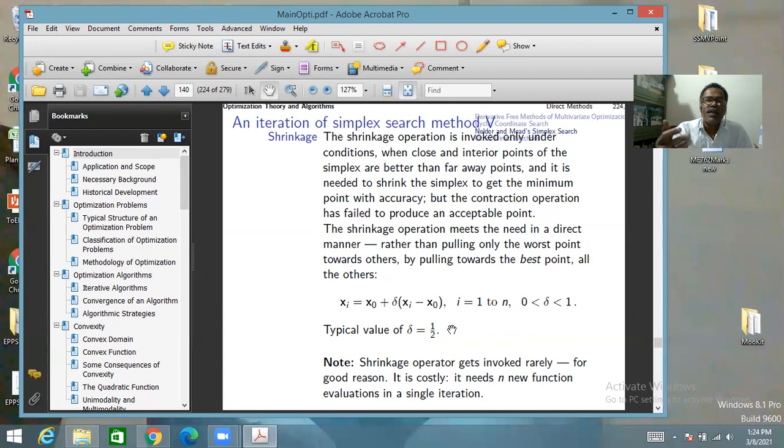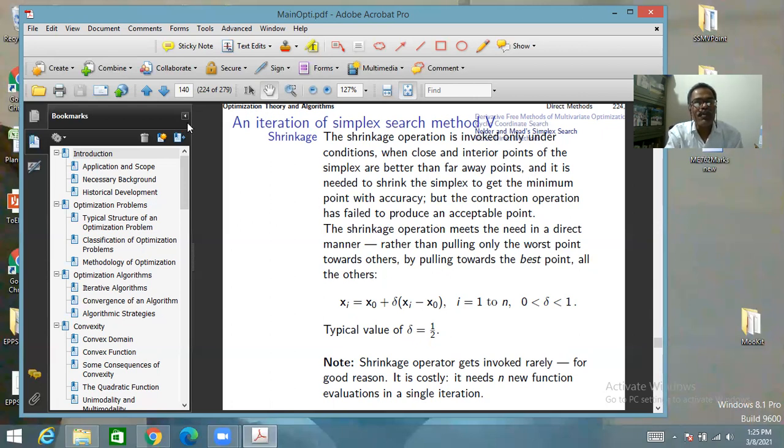So we have alpha as 1, beta as 2, and gamma and delta as half. Those are the normal, typical values. So you see, the shrinkage operator gets invoked rarely. And why? That's important, because a shrinkage operator will produce n new vertices. That means for the next iteration, you will have to conduct n function evaluations. In the ordinary operations, at every new iteration, you were conducting only one new. So that is one important thing.